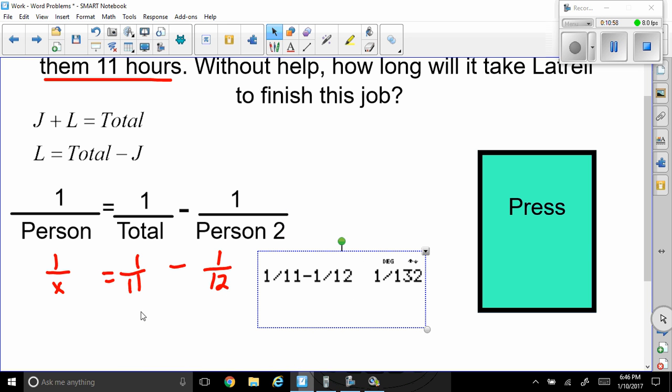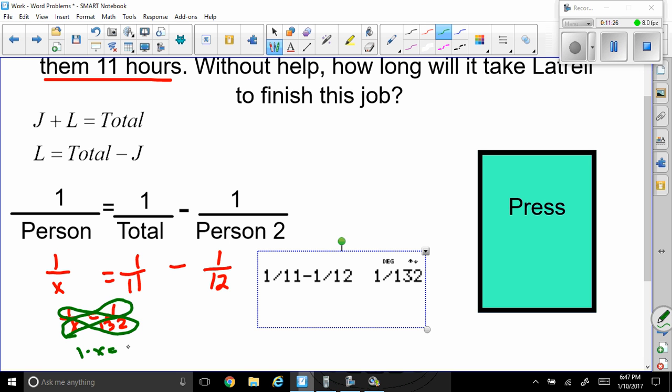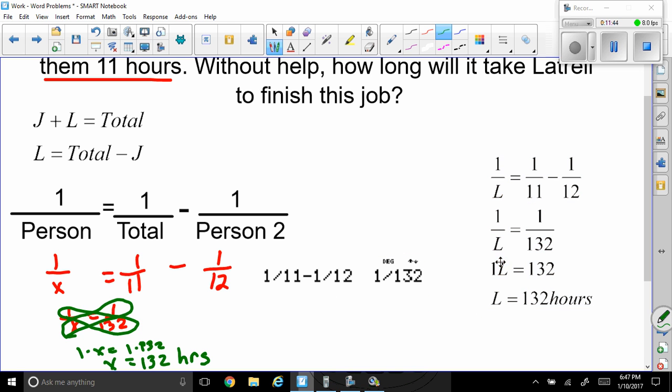So 1/x equals 1/132. Now, do this a little bit of the old-fashioned way I learned with proportions. I can cross multiply and solve for x. Or I could multiply both sides by the LCD, but 1 times x equals 1 times 132. 1 times x is x, 1 times 132 is 132. So how long will it take him to finish the job? 132 hours. Woo boy, it's a long time. So that's what Latrell will do by himself, 132 hours.